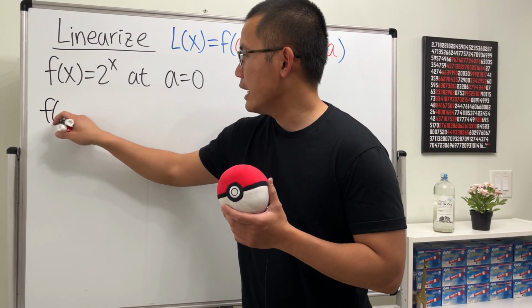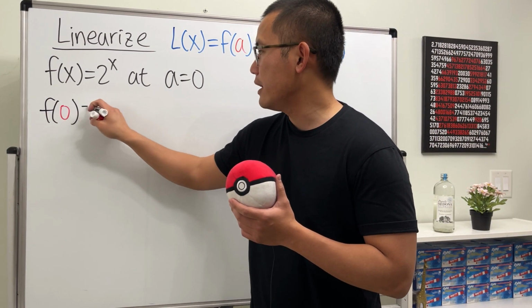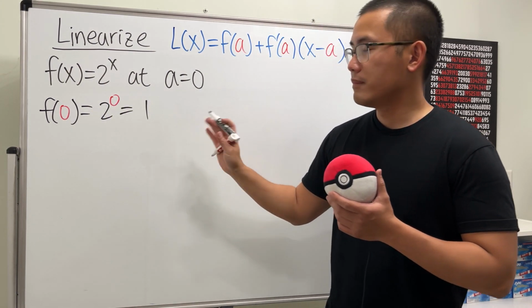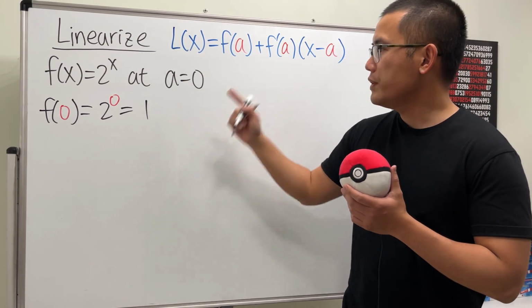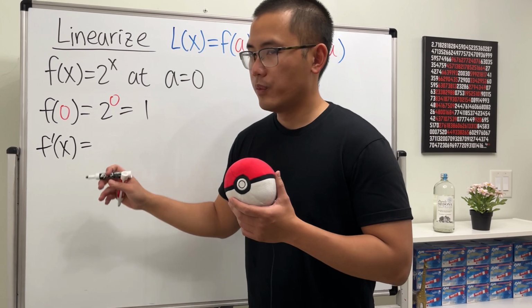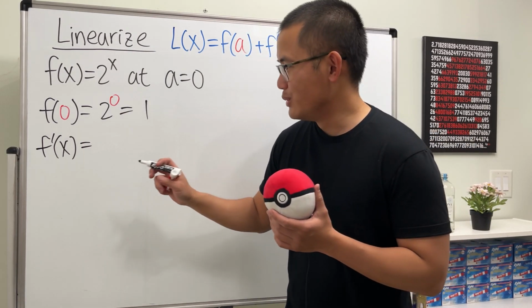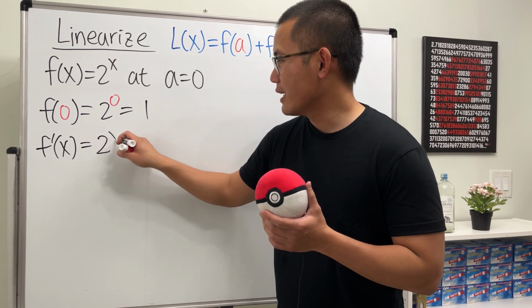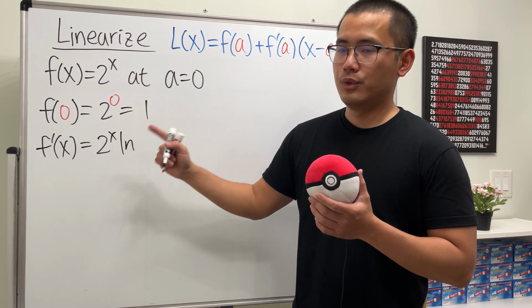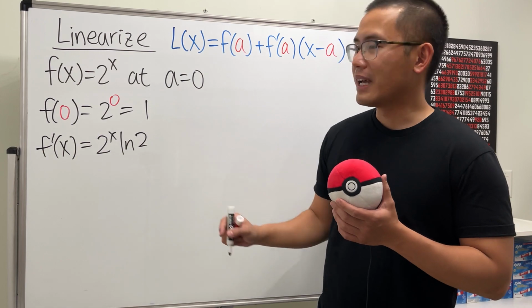First, we compute f of 0 because that's f of a, and we just get 2 to the 0, and that's just 1. Done. Next, we need the derivative. Differentiating 2 to the x, we have to remember our derivatives really well. For this one, we get 2 to the x, but we multiply by ln of the base, which is ln 2. So be sure you have that.